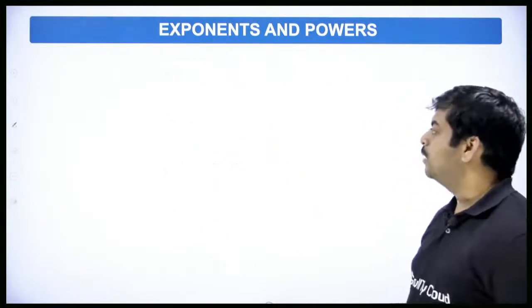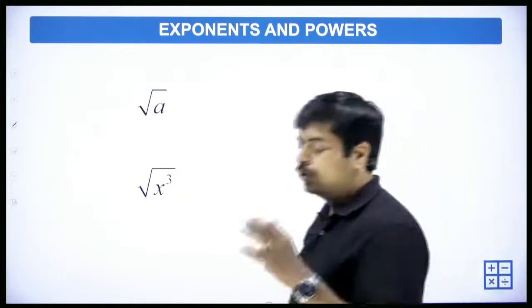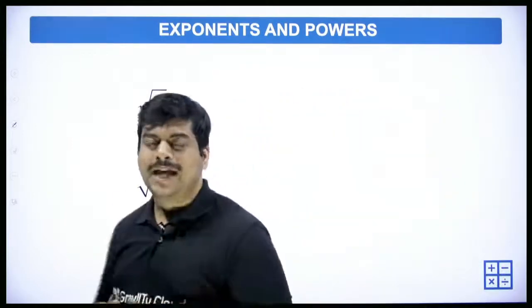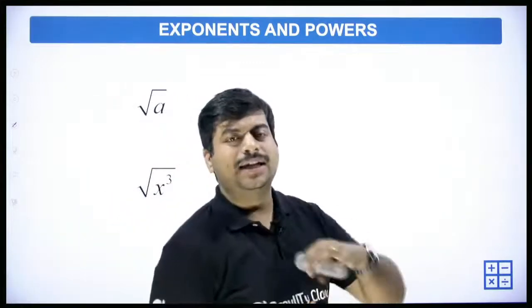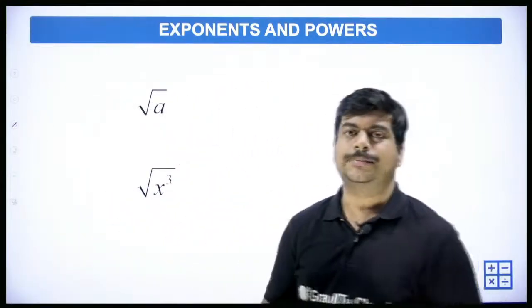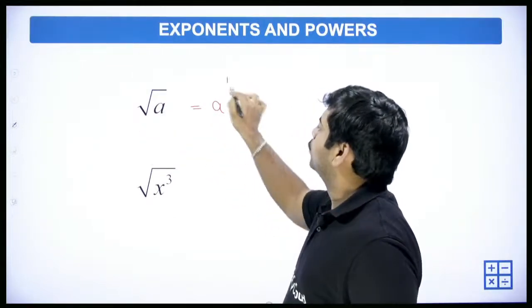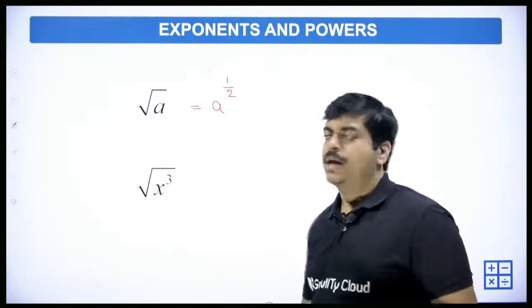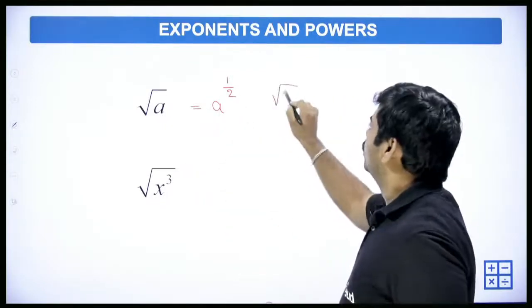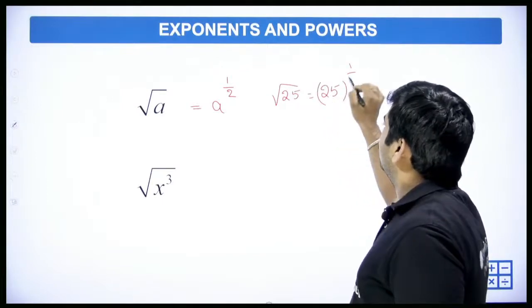Moving ahead, let's discuss a few notations which we have already discussed in previous classes about squares, square roots, and cube roots. In that way, let's discuss more about exponents. Root a is actually equal to a power 1 by 2. A power 1 by 2 is written as root a. For example, root 25 is written as 25 power 1 by 2.